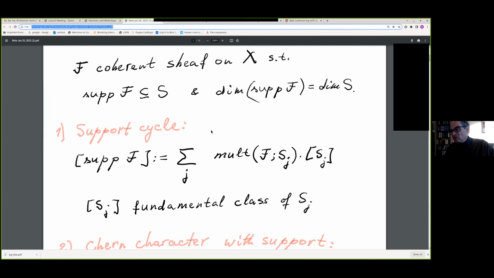And then if you have a module, you localize this commutative ring, in other words, replace it by the field of fractions. Then you extend scalars for F, so you get a vector space over this field of fractions, and the multiplicity is simply its dimension. Geometrically, it means that you pick a very general point of your component S_j, and look at the fiber of F at this point. It has some dimension, and this is the multiplicity.